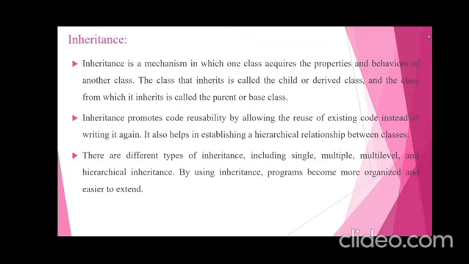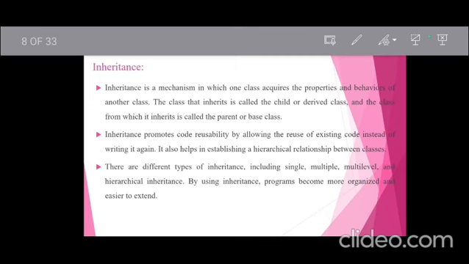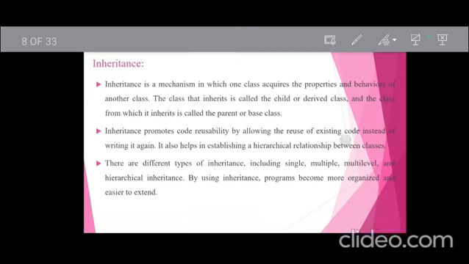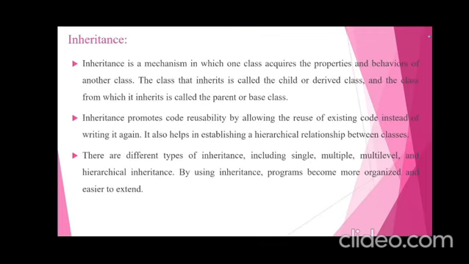And the next one is inheritance. Inheritance is the mechanism in which one class acquires the properties and behaviors of another class. The class that inherits is called the child or derived class, and the class from which it inherits is called the parent or base class, which means one class can use the data and functions of another class. So we don't need to write the same code again.